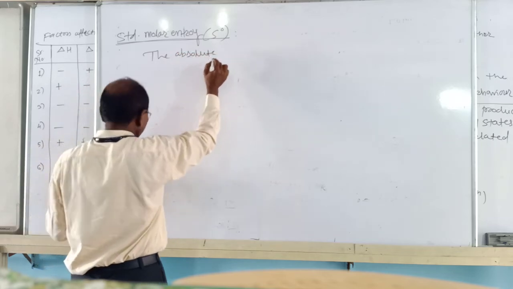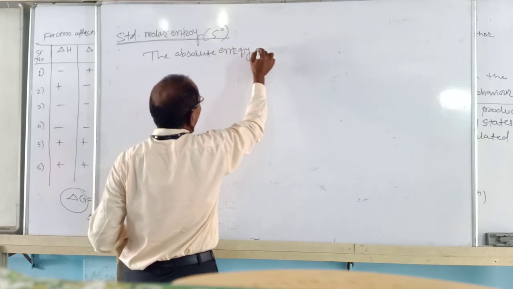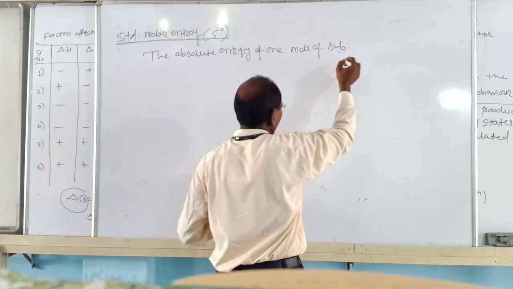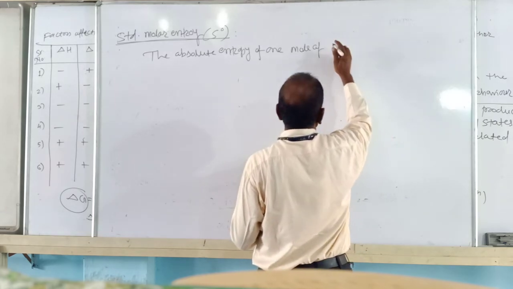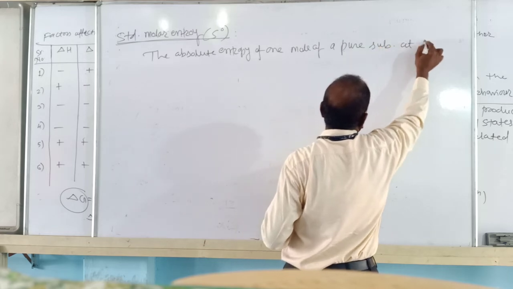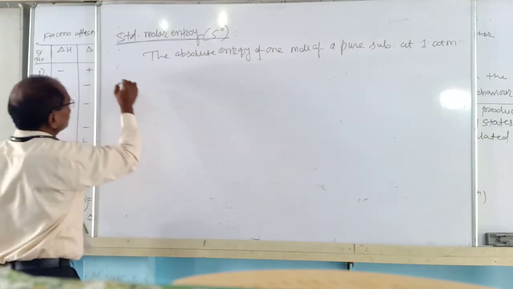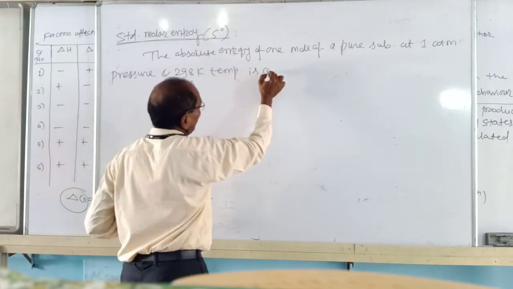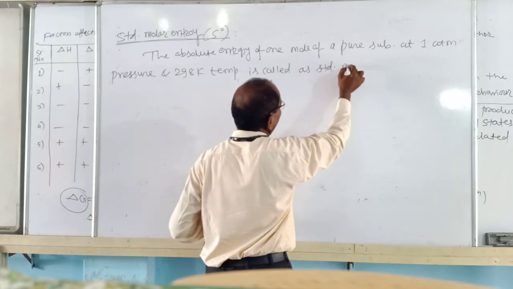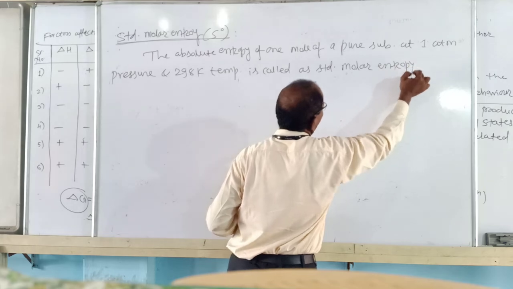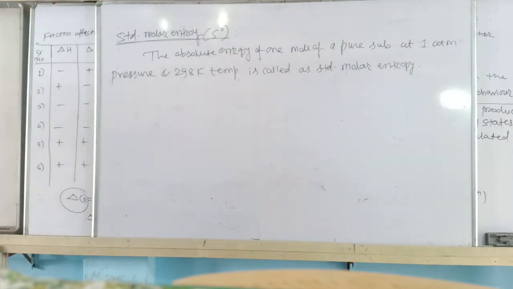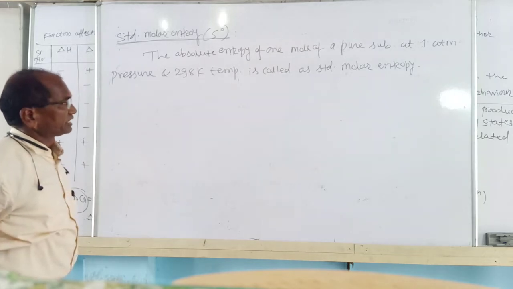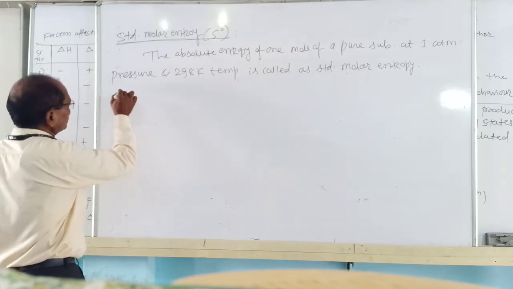The absolute entropy of 1 mole of a pure substance at 1 atm pressure and 298 Kelvin temperature is called standard molar entropy.